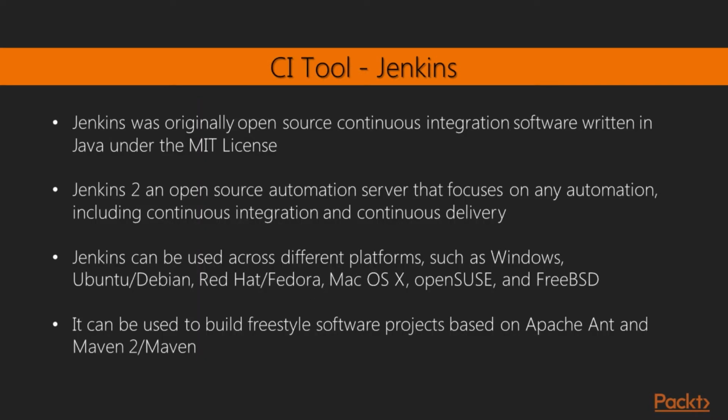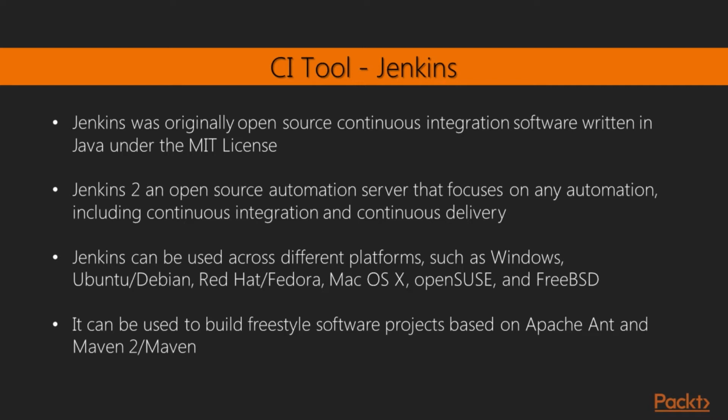Continuous integration tools. Jenkins. Jenkins was originally open source continuous integration software written in Java under the MIT license. However, Jenkins 2 is an open source automation server that focuses on any automation, including continuous integration and continuous delivery. Jenkins can be used across different platforms, such as Windows, Ubuntu, Debian, Red Hat, Fedora, Mac OS X, OpenSUSE, and FreeBSD.